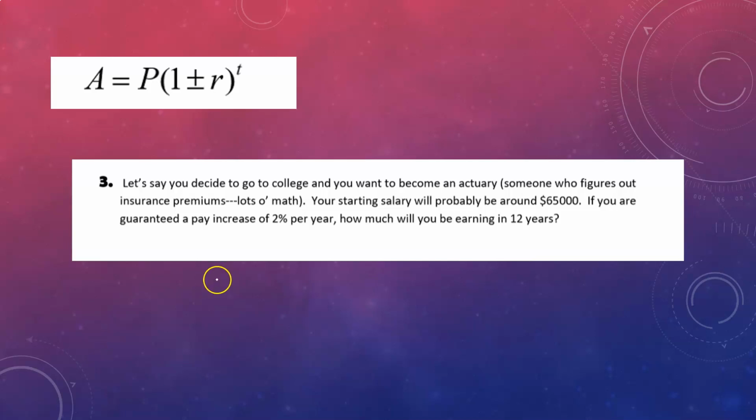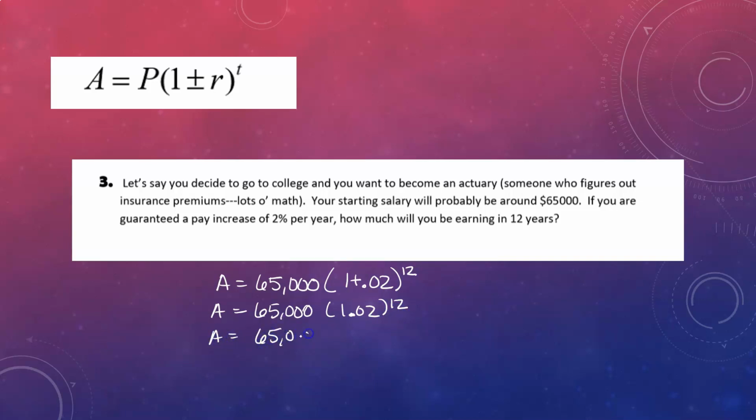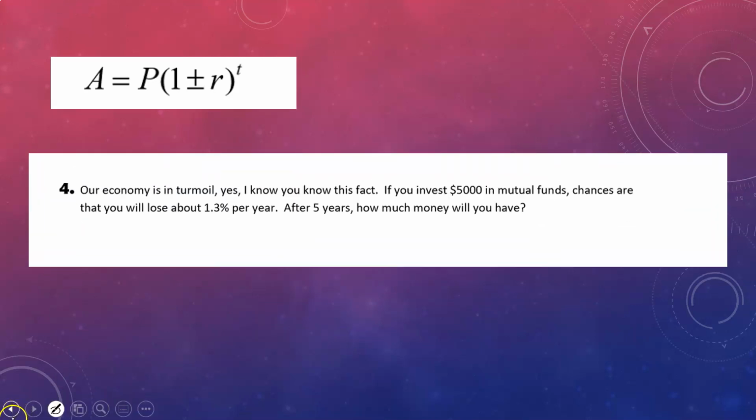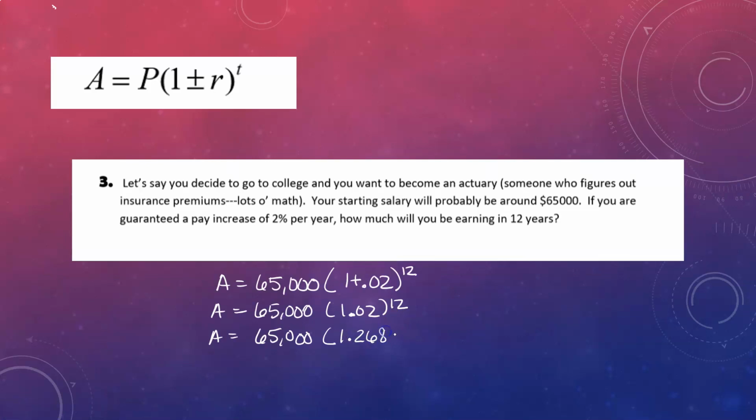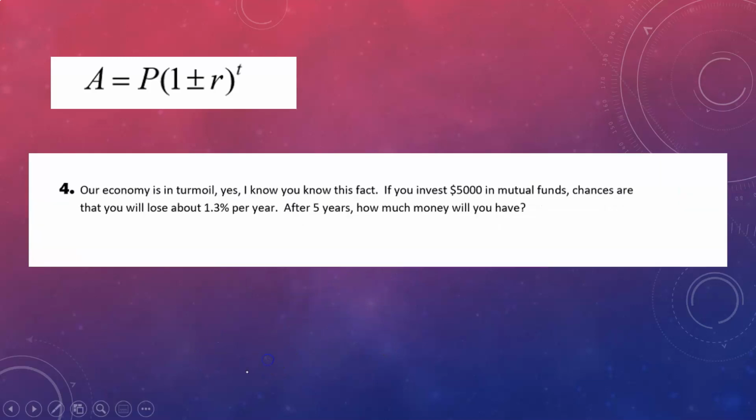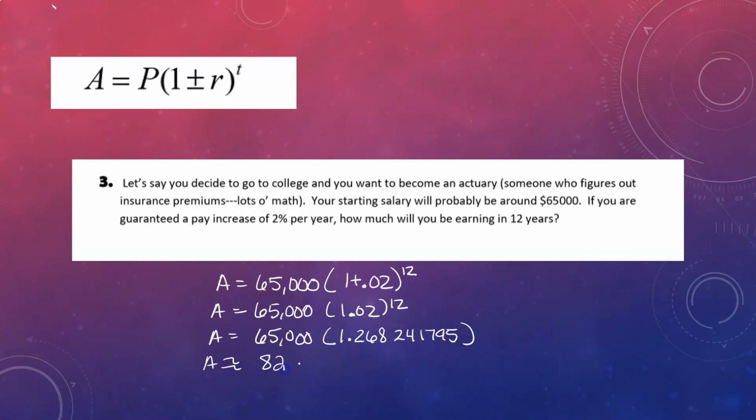So that's growth. So we're going to take 65,000 that you start with, and we're going to make that 2% into a decimal. And then your time, we said 12 years. Again, we're going to go inside the parentheses first. I get a longer decimal this time. Bear with me here. That's why I just leave it in the calculator and multiply by my principal. And when you multiply these together, you get approximately $82,435.12. That would be your salary.